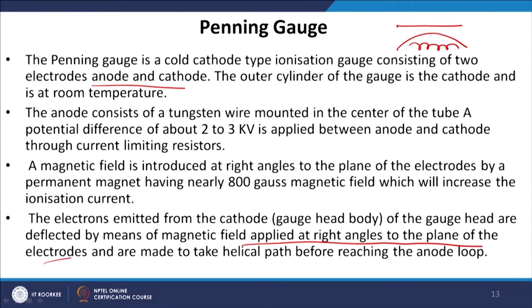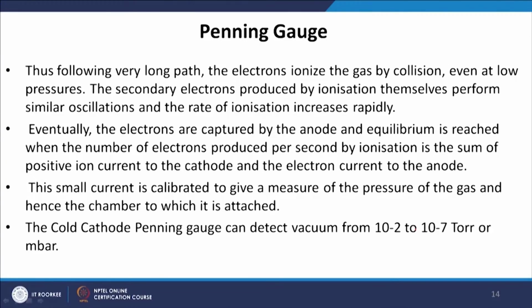So, we are applying a magnetic field of about 800 Gauss in a plane perpendicular to the space between the cathode and anode. Then what will happen to the electron which is ejected from the cathode? Now they will follow a helical path, because both the electric field and a perpendicular magnetic field are present there. So, basically a Lorentz force is now working on the electron. Thus, following a very long path, the electrons ionize the gas by collision.